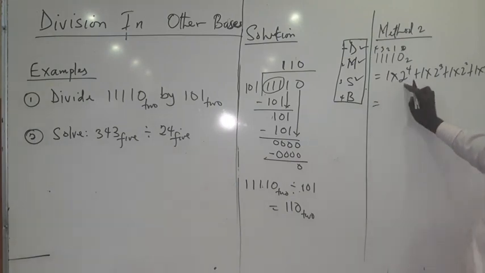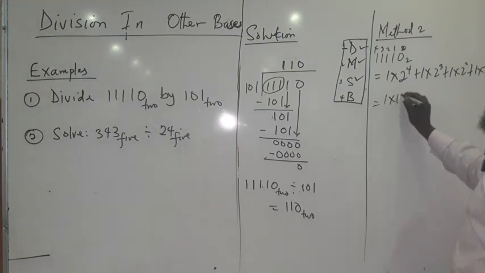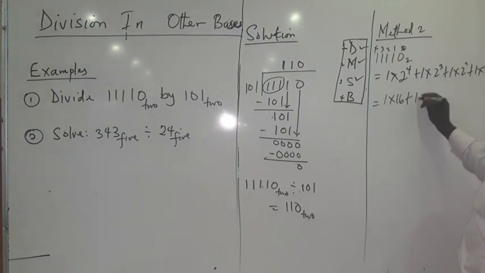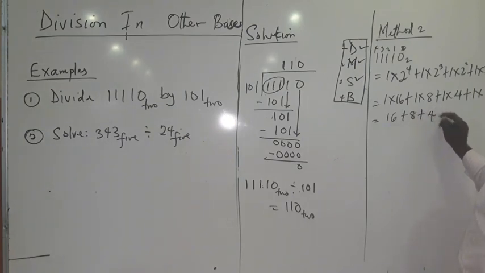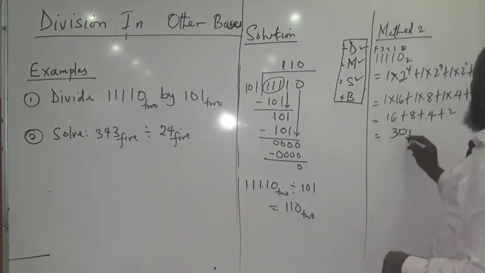So 1 times 2 raised to power 4 is 16, that is 1 times 16, plus 1 times 2 raised to power 3, which is 8, plus 1 times 2 raised to power 2, which is 4, plus 1 times 2 raised to power 1, which is 2. So this will be 16 plus 8 plus 4 plus 2. This is 30. So that is 30 base 10.